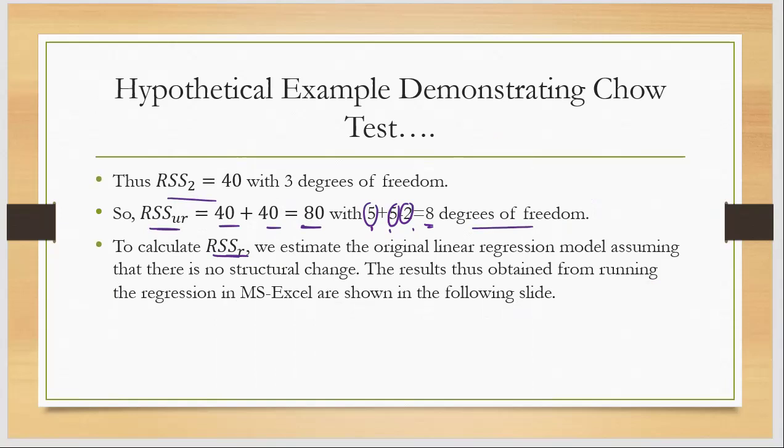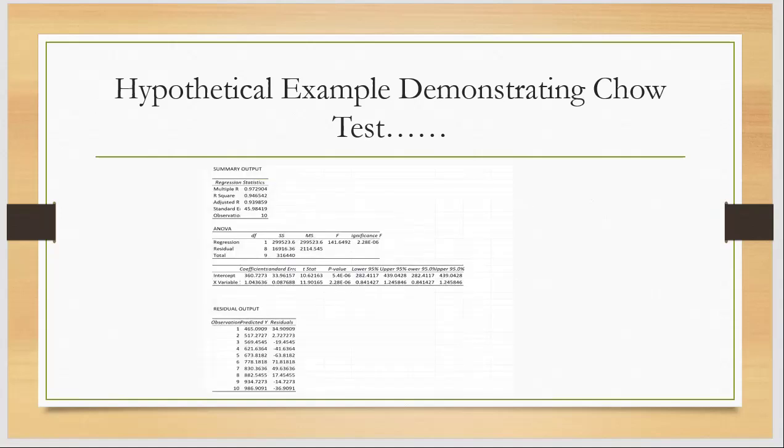That is, we have to carry out the pooled OLS regression. We estimate the original regression model, assuming there is no structural change. The result will be obtained from running the regression in MS Excel or any other software that we have shown. This is the regression output.